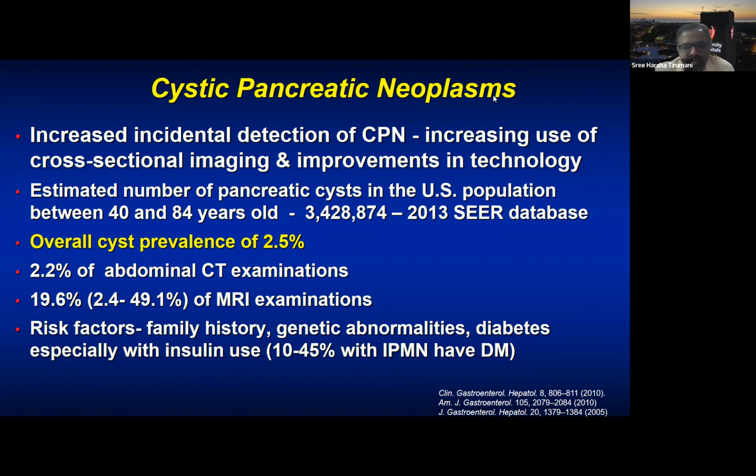Just to give you a number, in the year 2013, in the SEER database, there were about 3.5 million pancreatic cysts reported. That's a staggering prevalence of 2.5% of the population, which is very high. Modality-wise, on a CT exam, on average, we see around two cases with pancreatic cysts when we scan 100 patients. When it comes to MR, the number is much higher. 20 patients out of 100 who have MR will eventually have a cyst in the pancreas.